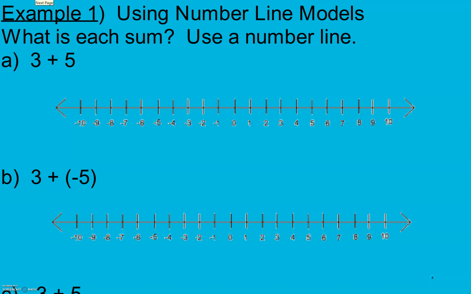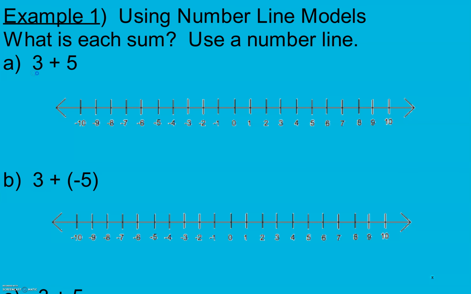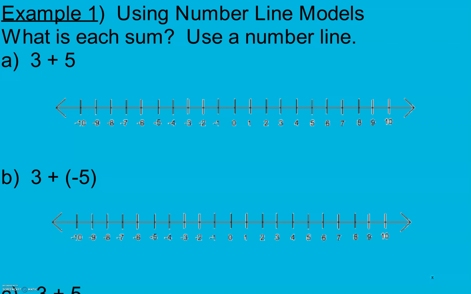In example 1, we're going to use a number line model and figure out what each sum is. So in order to do this, we are going to start at 3, our first number. And we're going to add 5, which means we're going to increase by 5. So we count from there, 1, 2, 3, 4, 5. X marks the spot. We get 8.